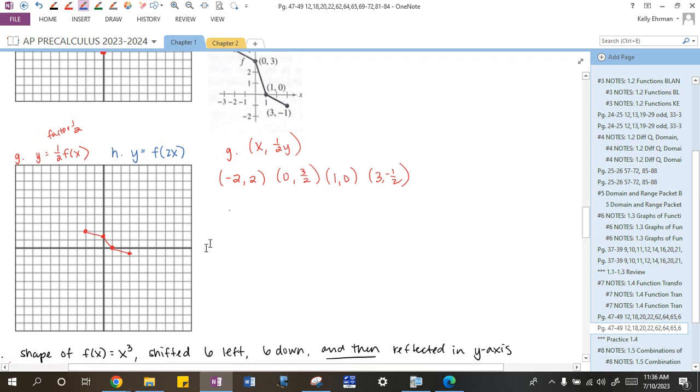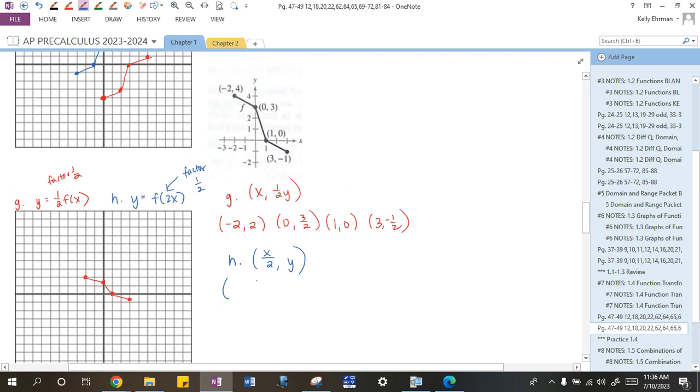And then for H, the 2 is on the x. So we take every x value and divide it by 2. Leave the y values alone. This is a horizontal dilation, also by a factor of 1/2. So 1 over c in that case. All right, so the x values, going back to these originals, multiply the x values by 1/2. So -1, 4, 0, 3, 1/2, 0, 3/2, -1.